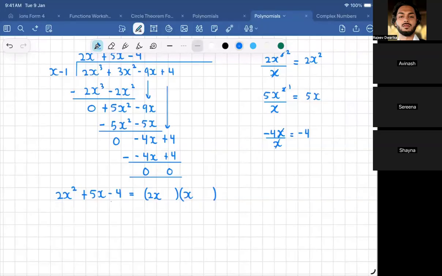All right, then you're going to look at the last term. The last term is minus 4. I want you to think of some ways you could multiply to get back minus 4. So tell me, how could I multiply to get back minus 4?